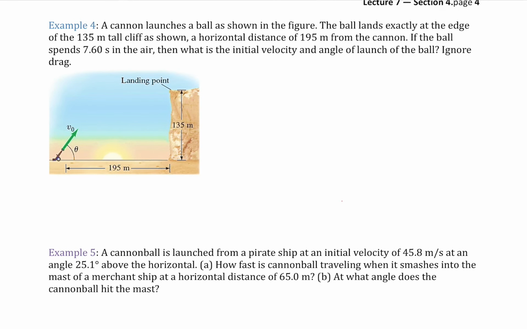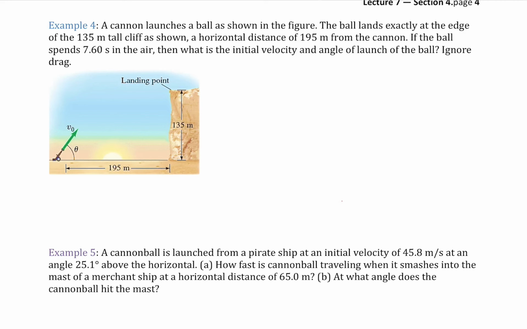So this one is the last of the landing on non-level ground ones, or landing at a different height than you started at, type 2 problems from this lecture. This one is a little bit different because it does actually specify a horizontal distance as well. Let's see what's different about it. A cannon launches a ball as shown in the figure. The ball lands exactly at the edge of a 135 meter tall cliff as shown, a horizontal distance of 195 meters from the cannon. If the ball spends 7.6 seconds in the air, then what is the initial velocity and angle of launch of the ball?